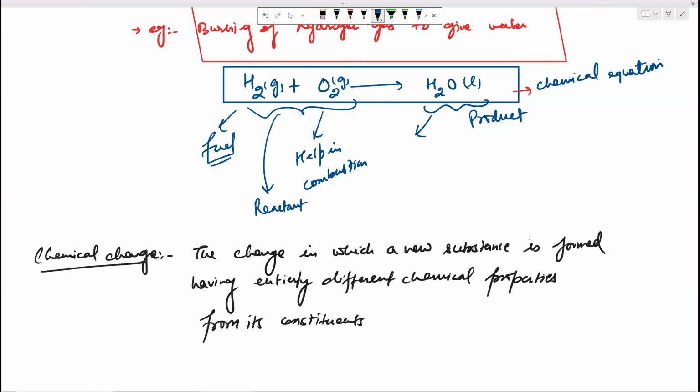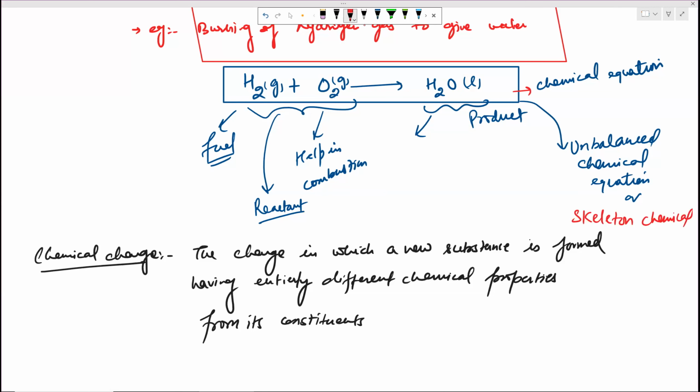Reactant. You will notice here that the number of elements on the reactant side is not equal to the product. That's why it is considered an unbalanced chemical equation, or skeleton equation. Unbalanced chemical equation, skeleton chemical equation. Okay, got it.